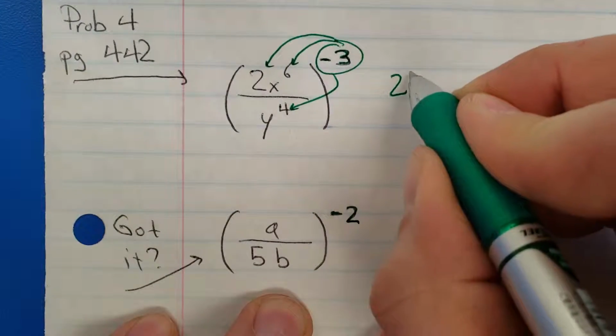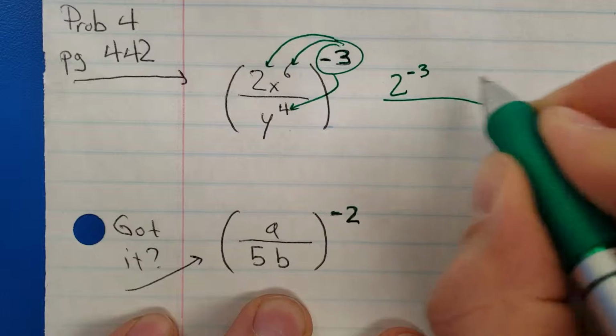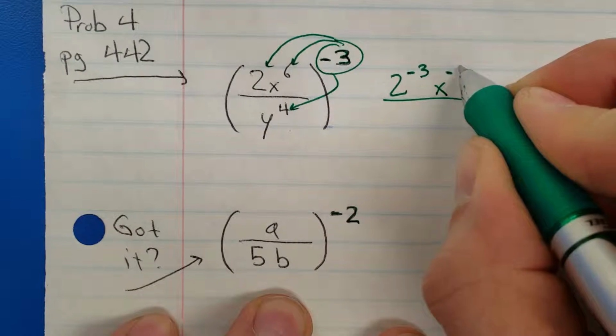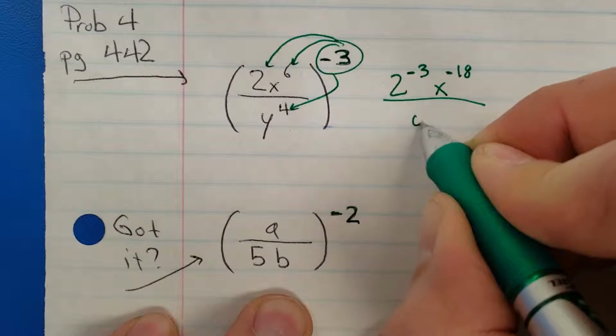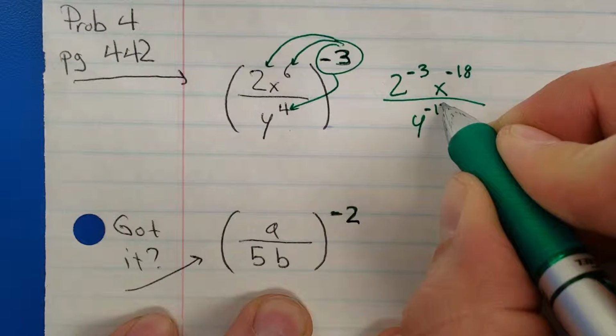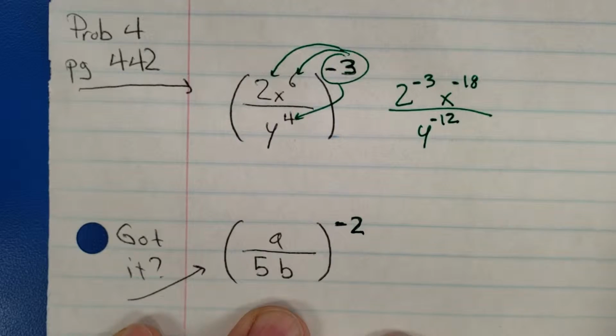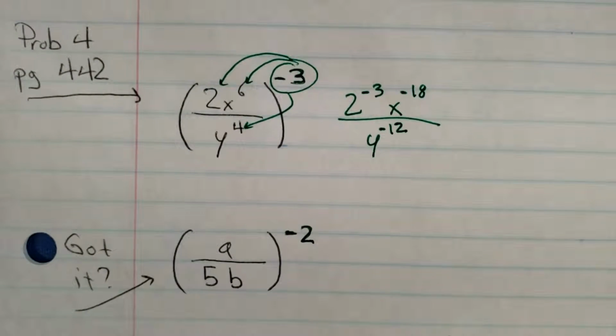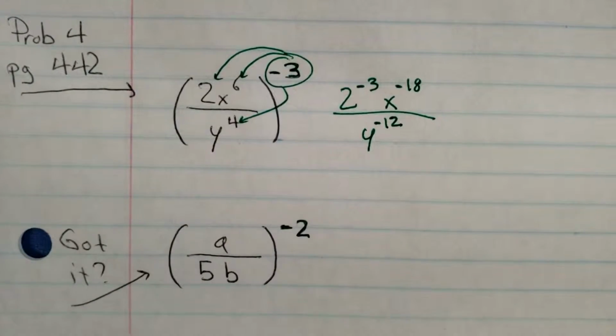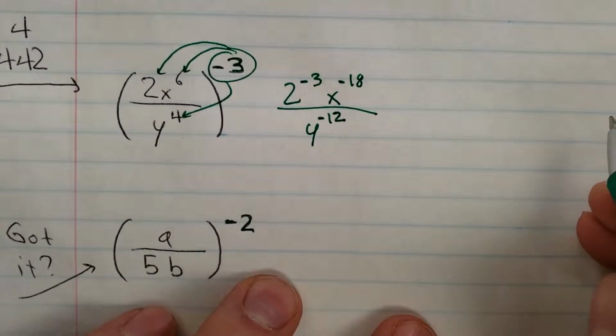Rewrite 2, -3 over x to the -18, y to the -12. There we go. Double check my math. Yep, there we go. So now what do we got here, friends? We have a whole lot of negative exponents. We have a whole lot of exponents that are not happy with where they is.